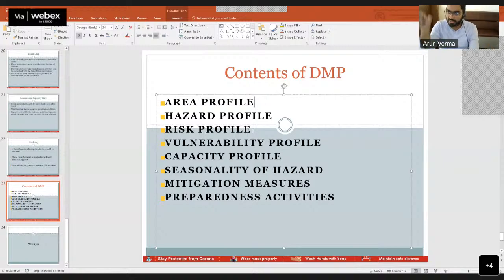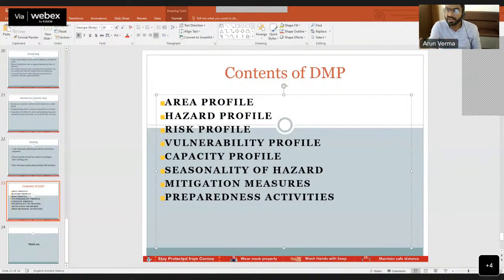In writing, we have to write down possible hazards, possible risks, and the vulnerability profile, which means what vulnerable areas there are, who is vulnerable, and what vulnerabilities there are; we have to list them down. And seasonality of hazard means in which season it comes, when it comes. We should implement these things.